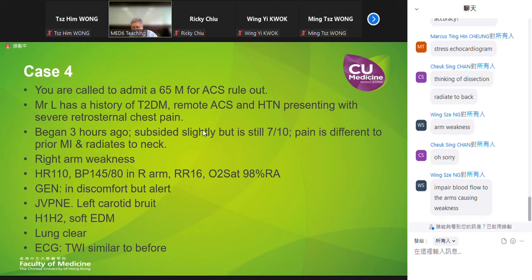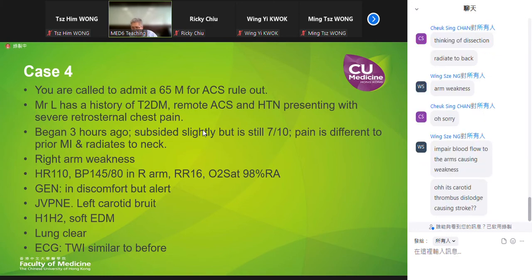What do you think of the carotid bruit? Oh, a carotid thrombus dislodged causing stroke. You think so? Why do you think the patient has a carotid thrombus? So do you think it's dissection, or something else now? Why would the patient suddenly have a thrombus, and what would that have to do with the chest pain? How do you put things together?